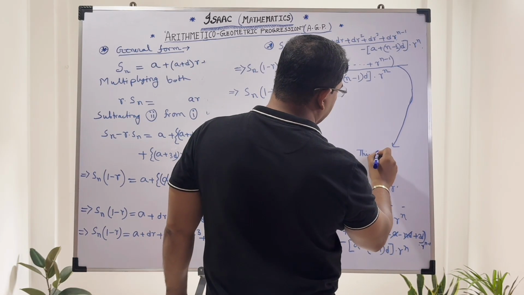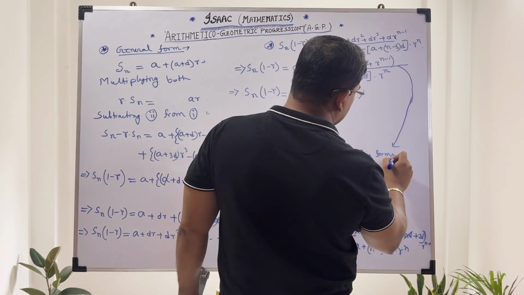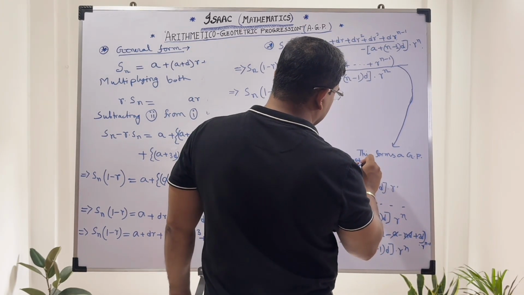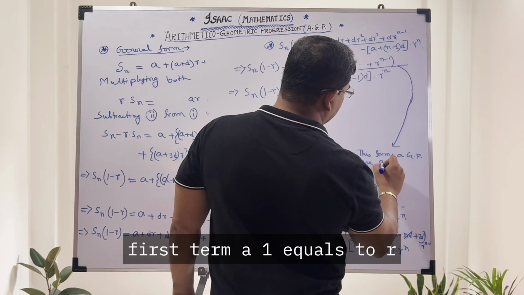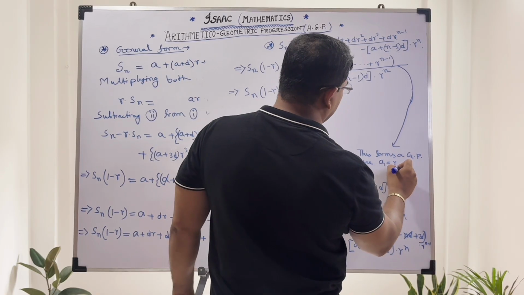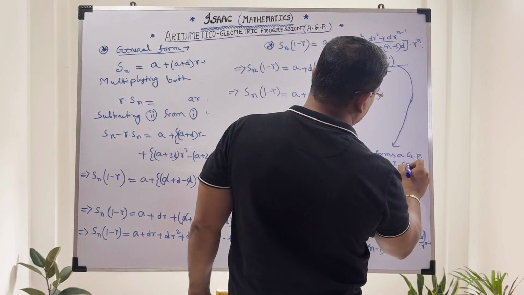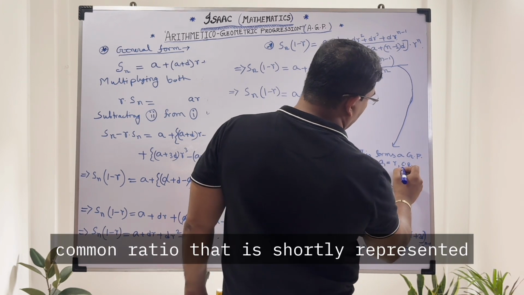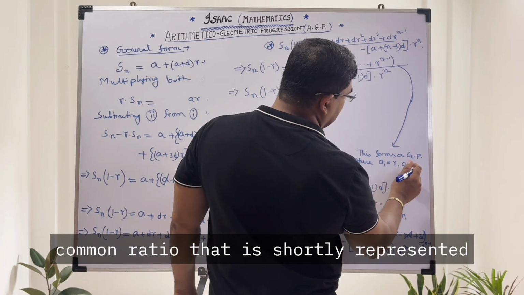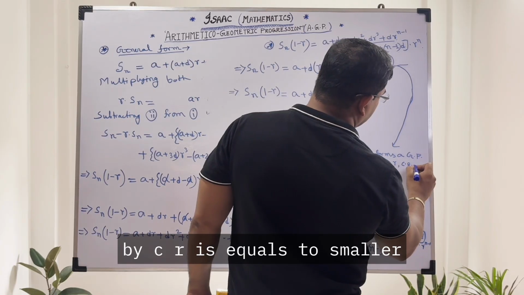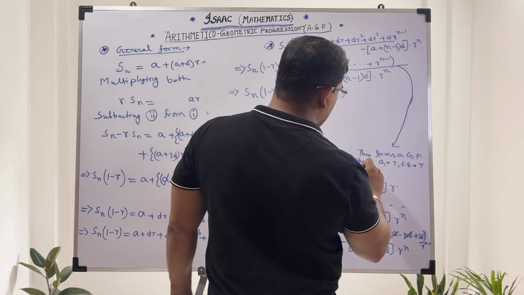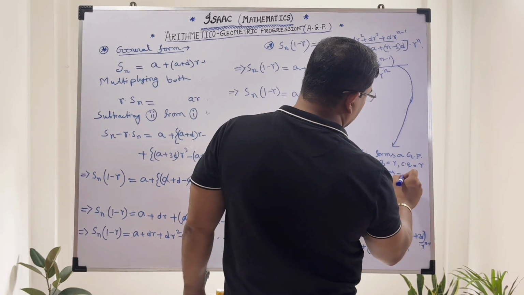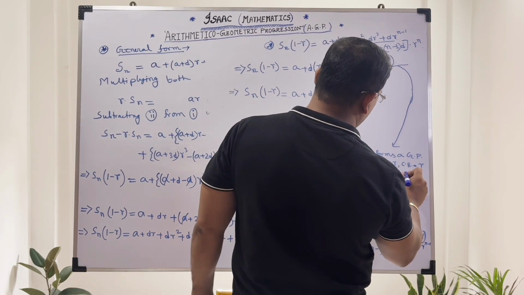These form a GP where first term A1 equals to r, common ratio, that is shortly represented by CR, is equals to r, and number of terms equals to n minus 1.